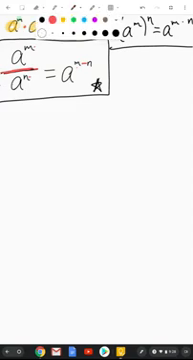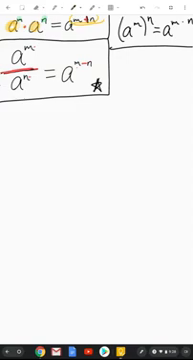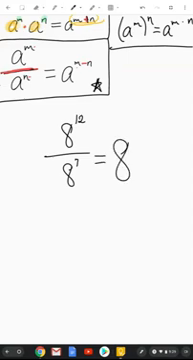So let me show you an example of that. I'm going to use my favorite number, 8, as the base, and let's make it to an exponent of 12, or a power of 12 is what I should have said, over base 8 to the power of, let's say, 7. We know that because of this rule, I can keep the base, and then I do, in my head, 12 minus 7, because that's what this rule, this property, tells me to do. 12 minus 7 is 5, so the simplified version of this is 8 to the 5th power.